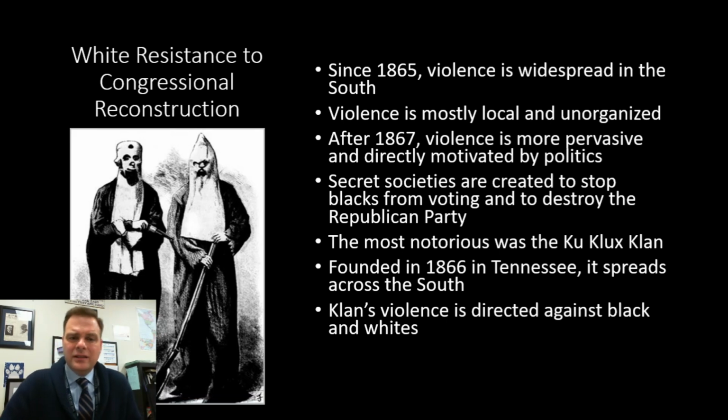Now, by 1865, violence was widespread throughout the South. The civil government had broken down right after the Civil War, and by 1867, 2 years after the war, the violence that had been widespread and unorganized is becoming more local and organized. Throughout the South, secret societies are sprouting up to stop blacks from voting, and they're looking to try to overthrow these Republican Reconstructionist governments. The most famous of these secret societies will go by the name of the Ku Klux Klan.